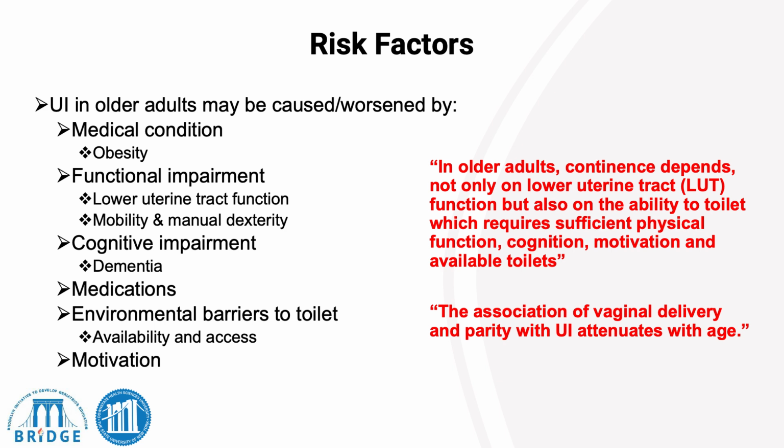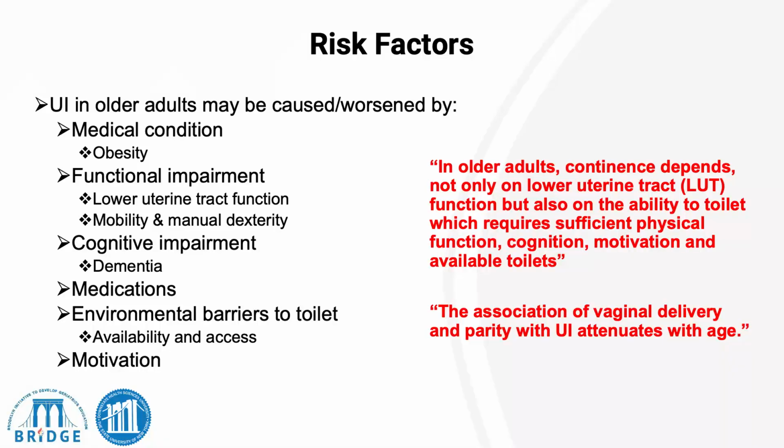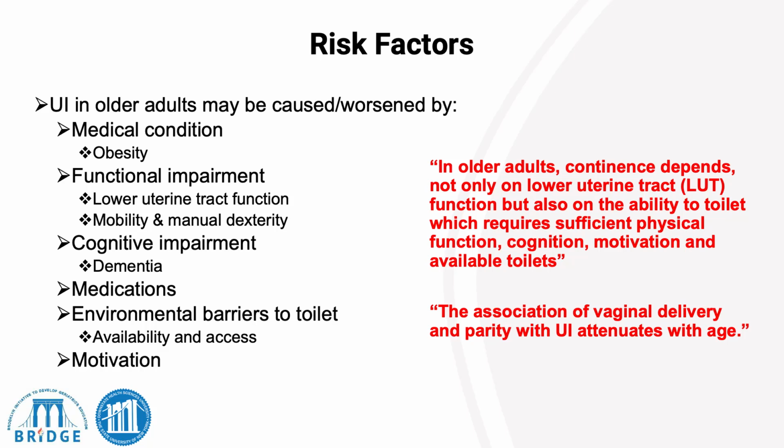Environmental barriers, availability and access to the restroom, and motivation. These are all risk factors contributing to urinary incontinence. In older adults, continence depends not only on lower urinary tract function, but also on the ability to toilet, which requires sufficient physical function, cognitive motivation, and availability of toilets.